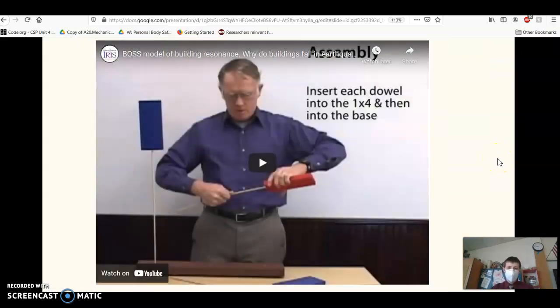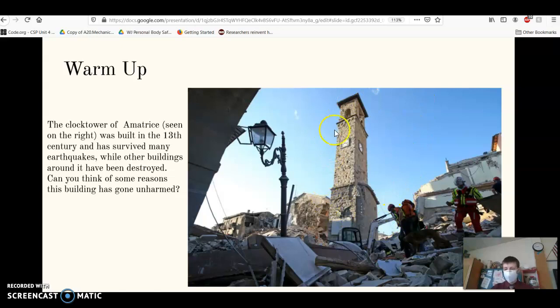So hopefully thinking about all of those things, you now have a better idea of what may have gone on to keep this tower standing up. I'll let you fill in the blanks there.